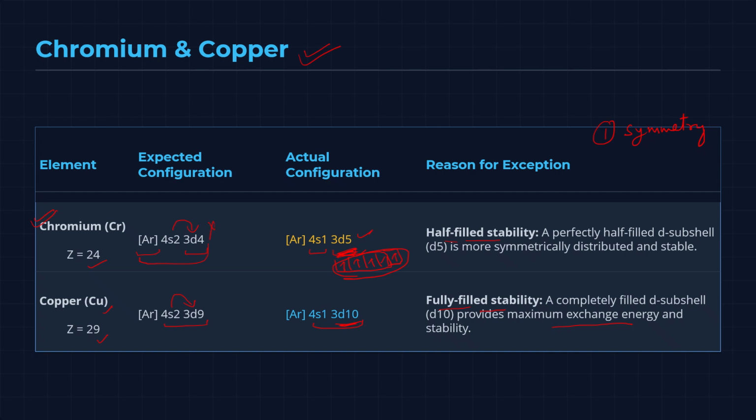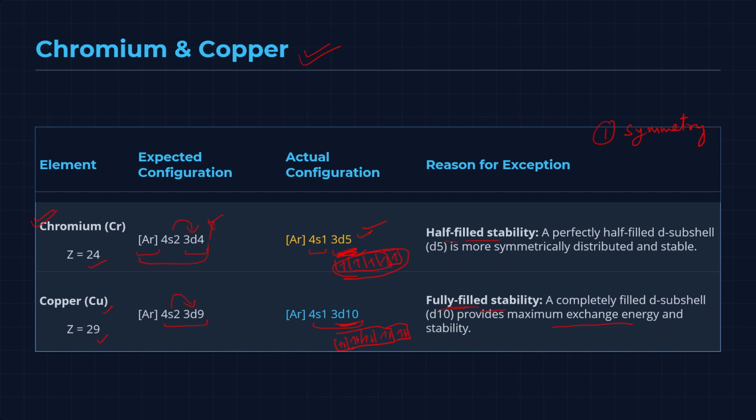So our chromium expected configuration immediately changed to this configuration, and the actual configuration of chromium is found to be outermost 4s1 3d5. While in case of copper, again 3d10. 3d10 means there are 5 orbitals. First orbital contains 2 electrons, second 2, third 2, fourth 2, and fifth again 2. So here 10 electrons are there, and this is the fully filled configuration, which is again very much stable.